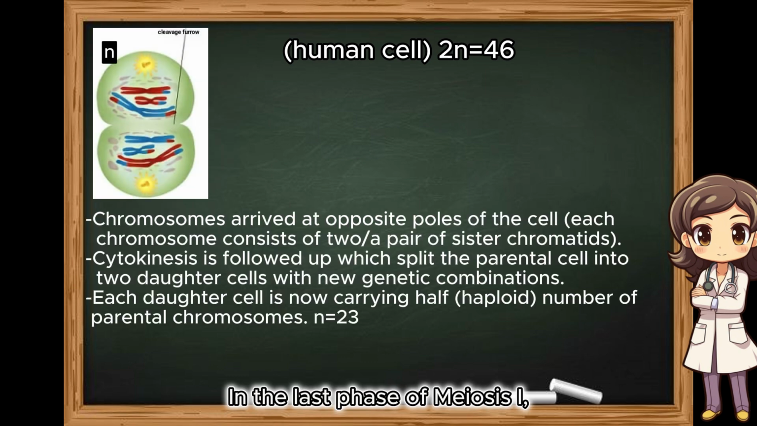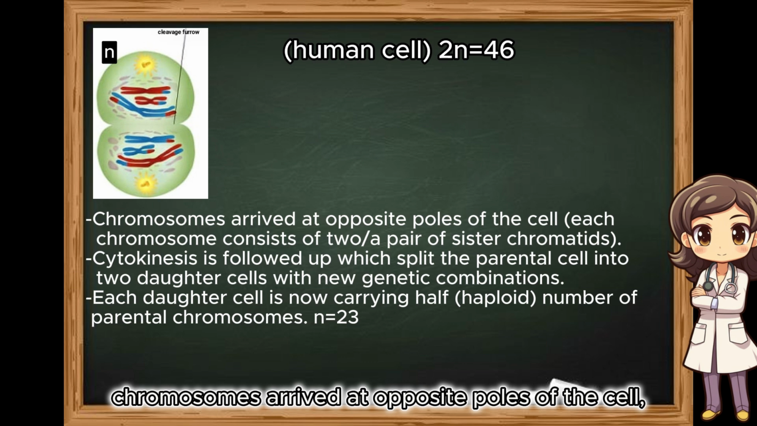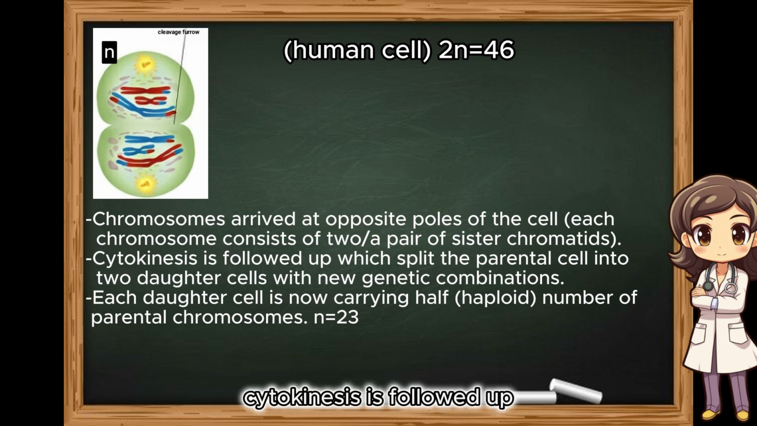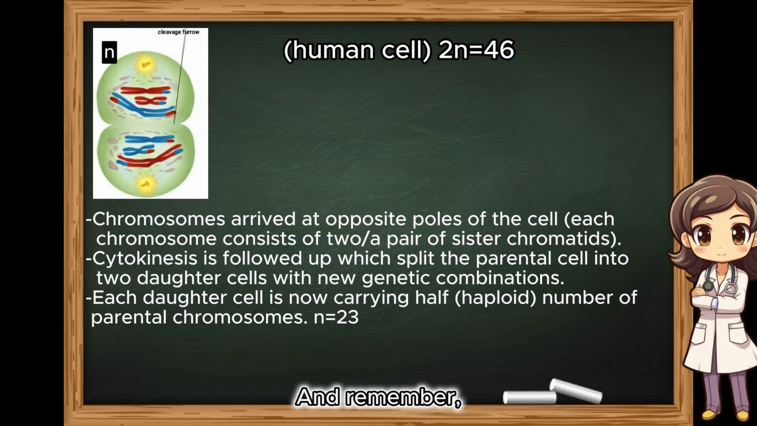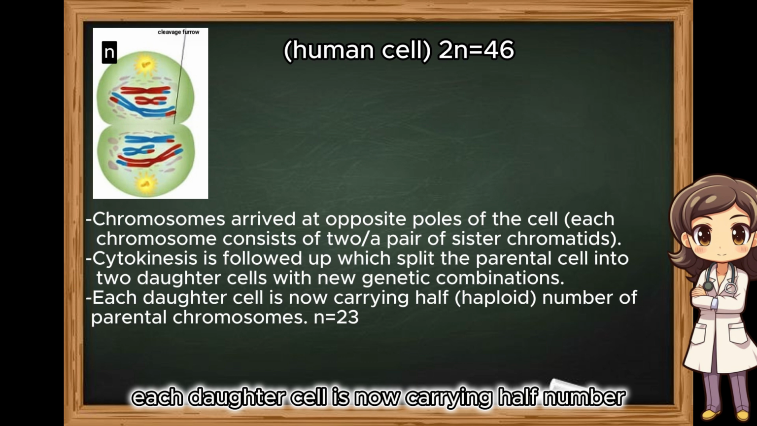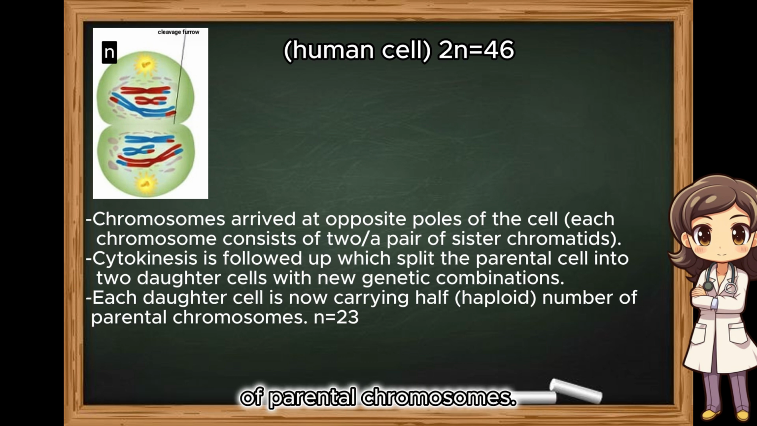In the last phase of meiosis I, telophase I, chromosomes arrive at opposite poles of the cell. Cytokinesis follows, which acts as a chainsaw that splits the parental cell into 2 daughter cells with new genetic combinations. And remember, each daughter cell is now carrying half the number of parental chromosomes.